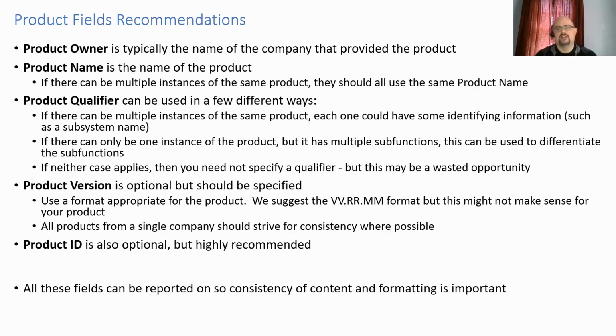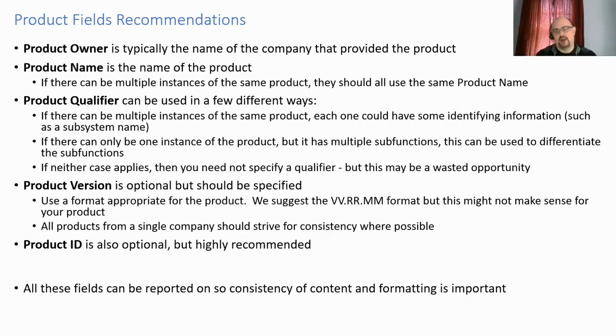Product version is another optional field. We really recommend it. Use whatever format is appropriate for the product. Our suggestion would be the vv.rr.mm format. But again, use what makes sense for the product. If something else makes sense, use that. And generally, all products from a single company should strive for consistency where possible. And I think Martin's also going to talk about consistency later on. Certainly am. Yes, he is.